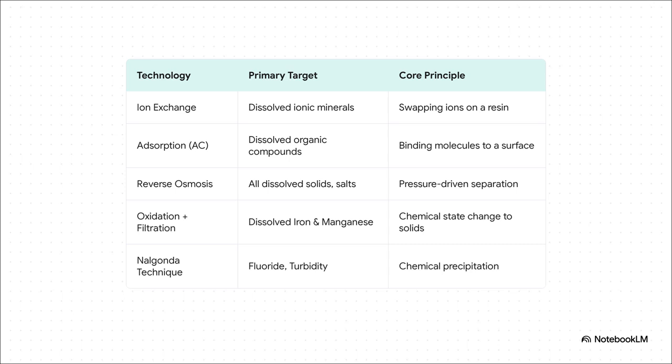For each of these technologies, you need to know its primary target and its core principle. Ion exchange swaps ions. Adsorption binds organics to a surface. RO uses pressure. Electrodialysis uses electricity. Oxidation changes metals into solids you can filter. If you can explain the what and the how for every single one of these, you are in great shape.